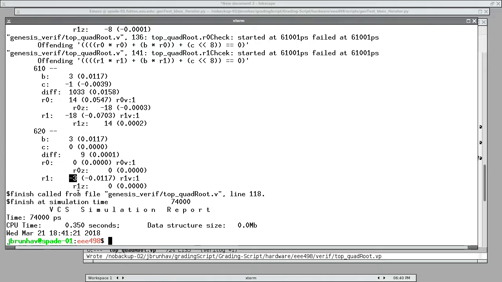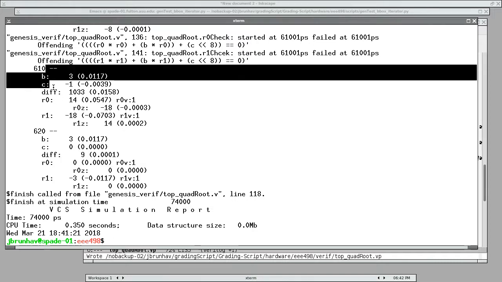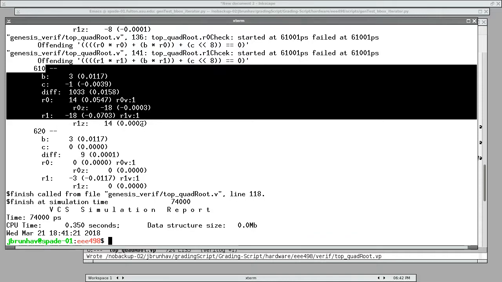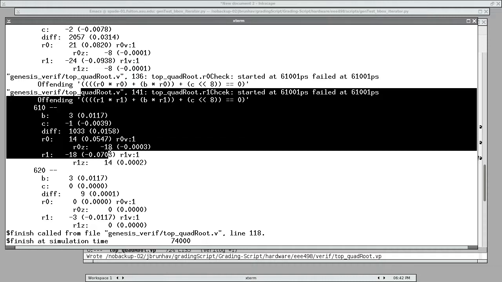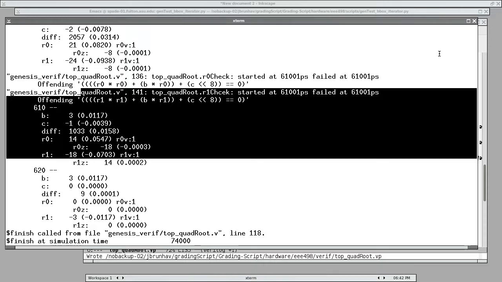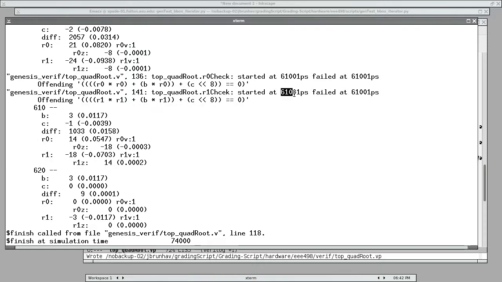So minus 3 squared is 9. Minus 9. Okay, good. And then the trivial 0. Good, good, good, good. So that one worked. It was upset about this one at 610. So yeah, we're dividing by hundreds. This was 610.01 picoseconds, failed.